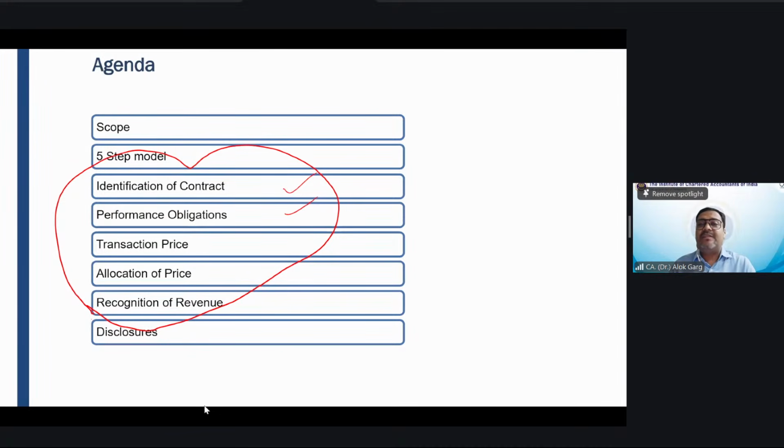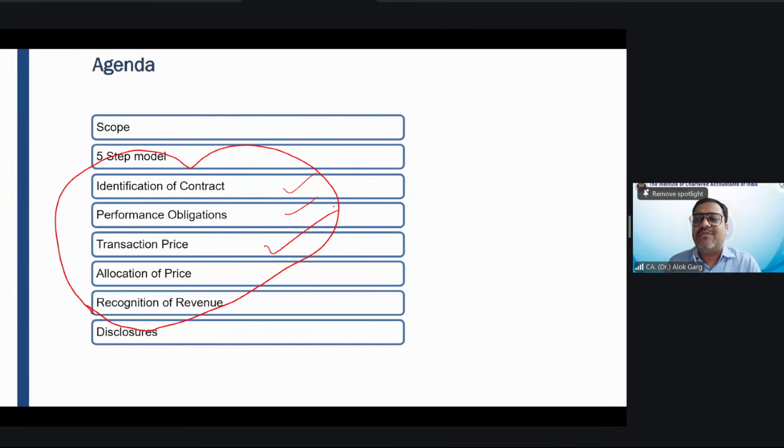So these kind of aspects we discussed, right? Then step number 3. Friends, what is my step number 3? Transaction price. What is transaction price? A price which is given while entering into a transaction. Transaction price is an amount which the entity expects in exchange for the transfer of goods and services to the customer, excluding amounts collected on behalf of third parties.